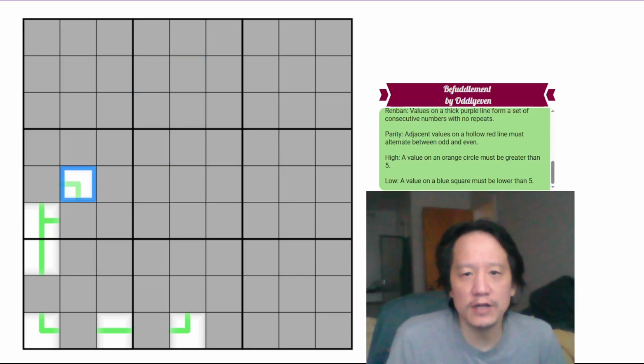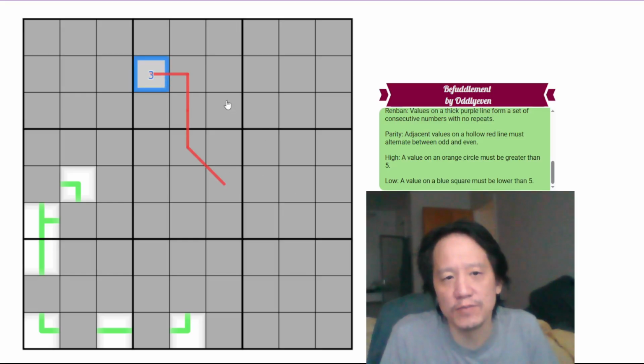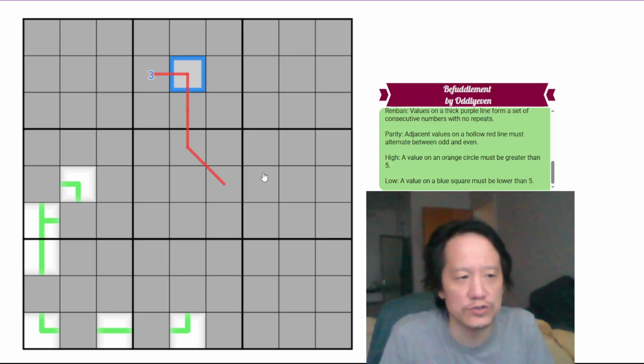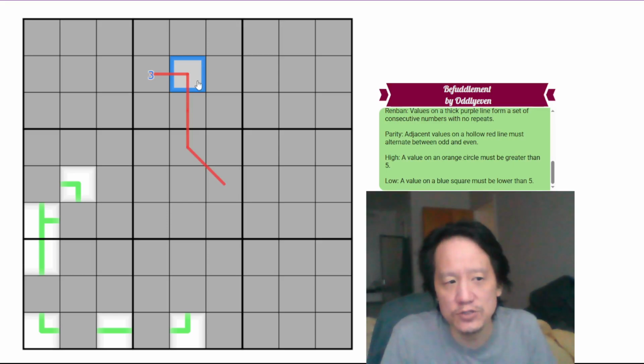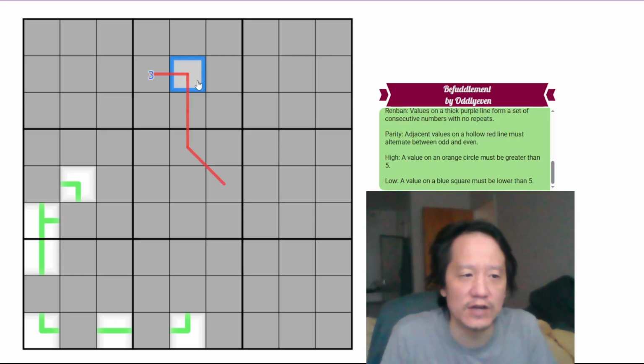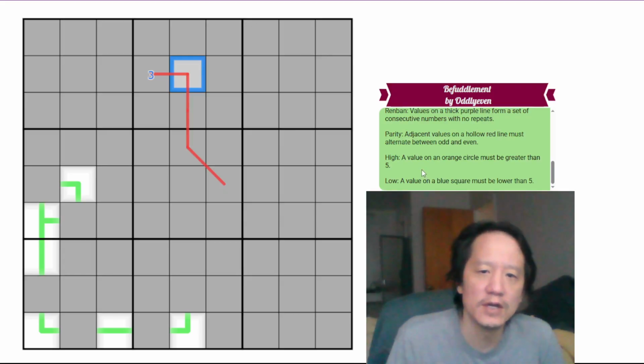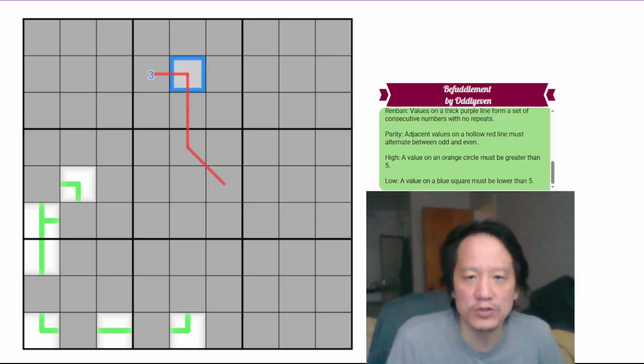We have parity, where adjacent values on a hollow red line must alternate between odd and even. So for example, say we had a 3 here. This would have to have a value that's even in the next cell that's adjacent to it, or any cells that are adjacent to it. So this could be double 1, 2, 4, 6, basically the values of even digits. And that's an example of how parity works.